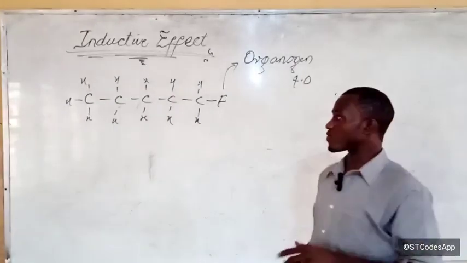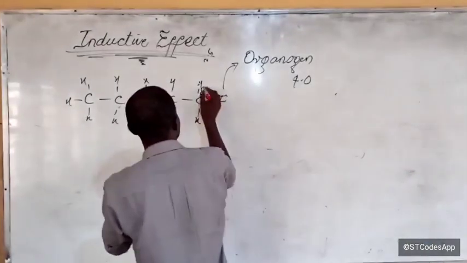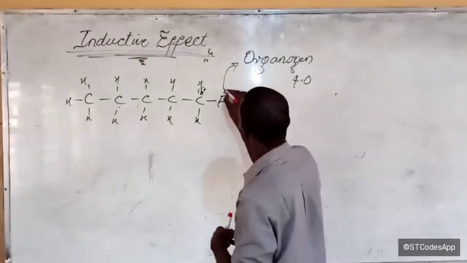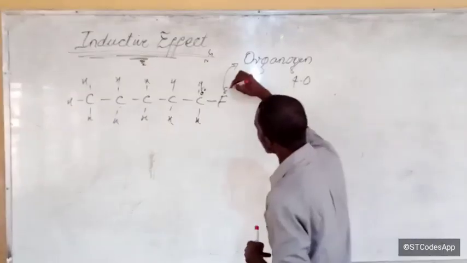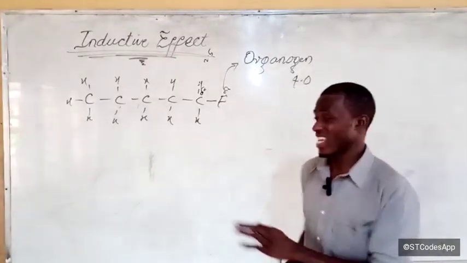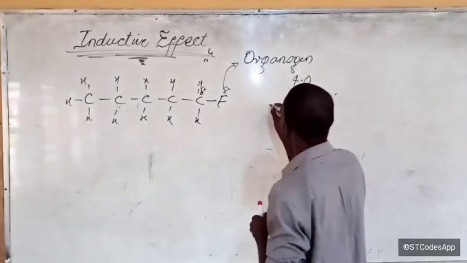Because of that, we say that a positive charge is induced on the carbon, while a negative charge, a partial negative charge now, is induced. Now, why is it partial? We said in bond polarization that it is partial because there is no complete abstraction.